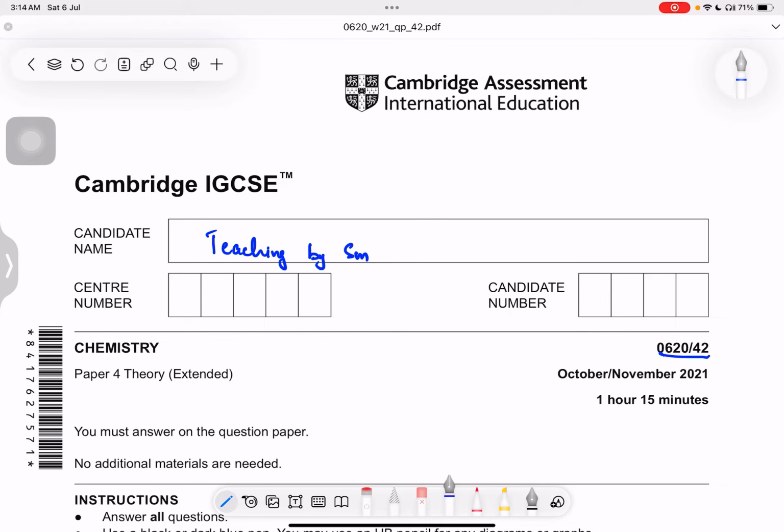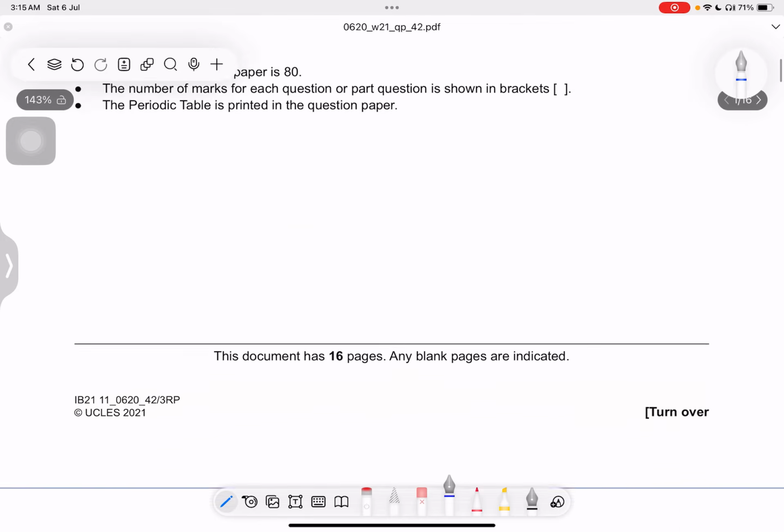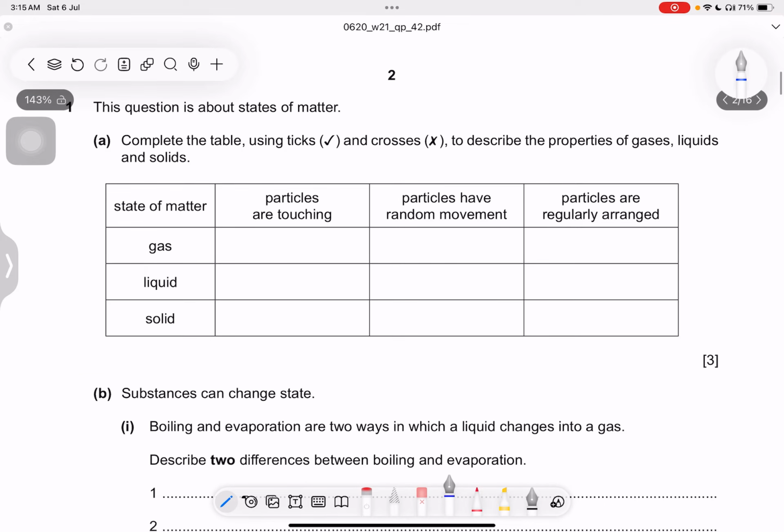Cambridge IGCSE Chemistry Paper 4-2 extended version, October-November 2021. Total time is 1 hour 15 minutes and total marks are 80. So question 1, this question is about states of matter. Complete the table using ticks and crosses to describe the properties of gases, liquids and solids.